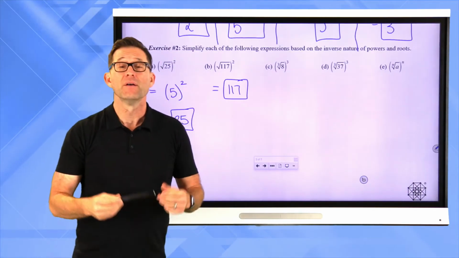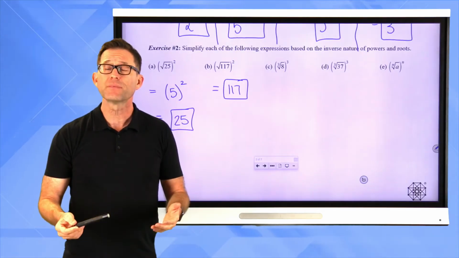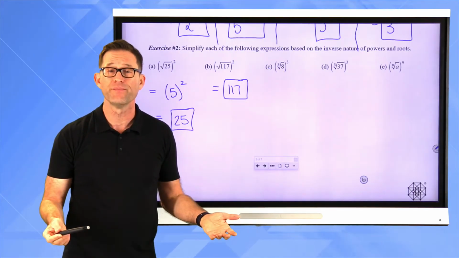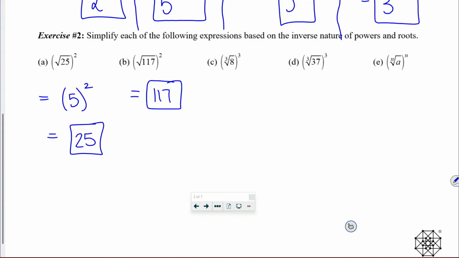Okay? Square roots and squaring are inverses of each other. They cancel each other out, if you will. Now, let's take a look at letter C. Here we have the cubed root of 8, quantity cubed.